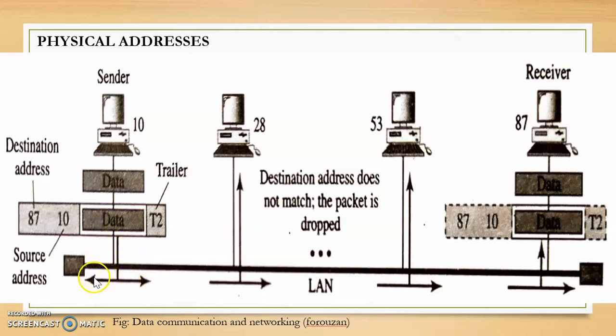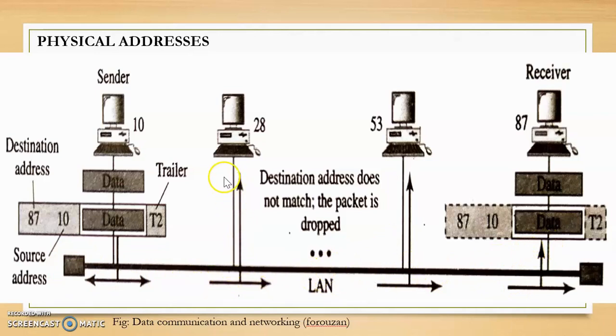Now since it is a bus topology, the frame will be sent on both sides, that is the right hand side as well as the left hand side. But on the left hand side, once it reaches the end of the cable, it will be discarded. And on the right hand side, it will be sent to all the connected devices. So the frame will be sent to all the devices connected over the network.